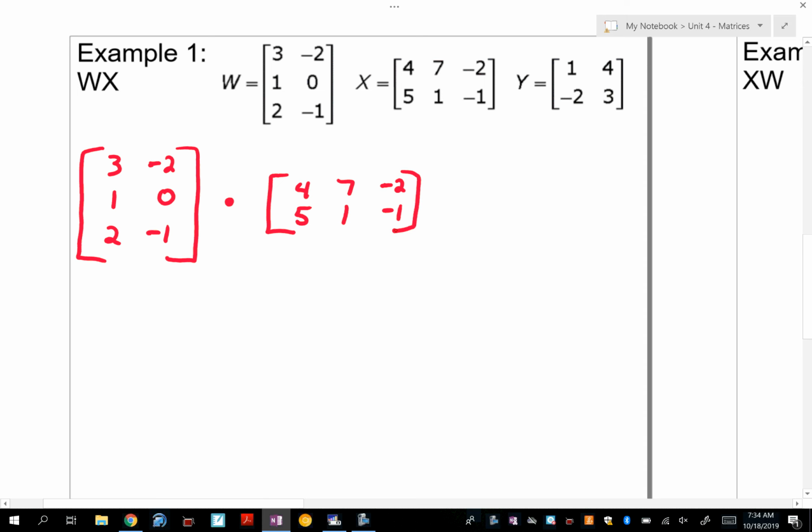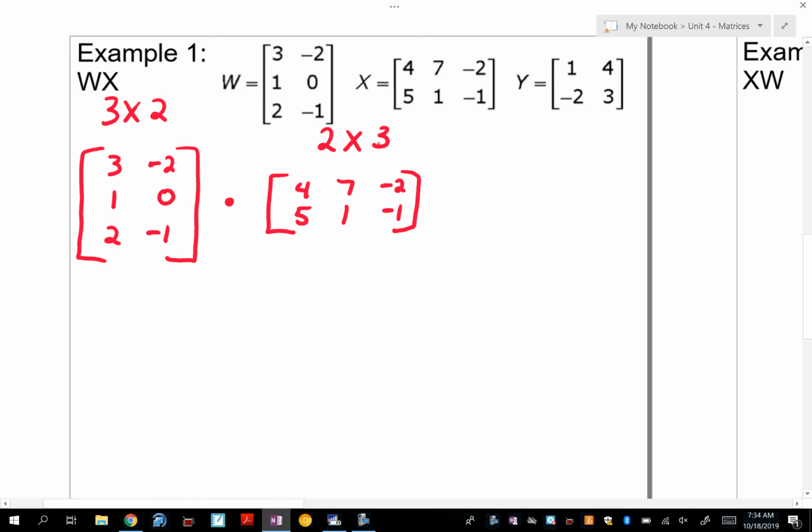Now yesterday, when we added and subtracted, what had to be true about our dimensions? The exact same rows and columns. You're going to see today's a little different. What are the dimensions of matrix W? 3 by 2. 3 rows, 2 columns. What about the dimensions for matrix X? 2 by 3.